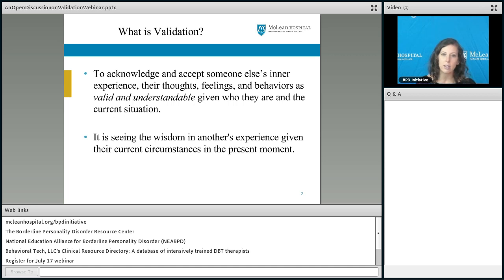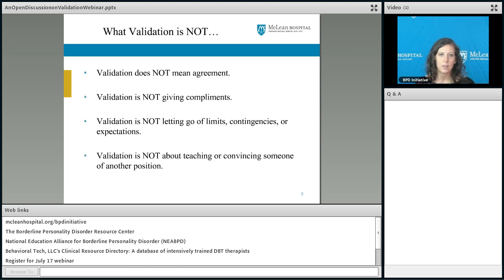And this can be challenging because often we have to contend with our own feelings. So we have to step back from how we feel and think about how someone else feels. And we may or may not agree with how they feel in the moment.